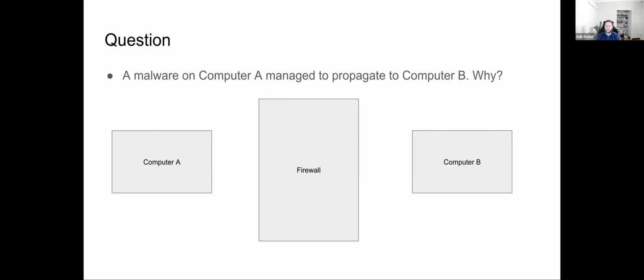So over here, we can see a very simplified diagram. You have computer A on the left, you have computer B on the right. And then you have a firewall in between, a very basic standard security control. And the question is, a malware on computer A managed to propagate to computer B. Why? So take a minute and think about why you think computer A managed to attack computer B given the firewall. Feel free to write your answers in the chat. I'll be looking out for those as well. And of course, feel free to also unmute yourself and say it out loud to the group.